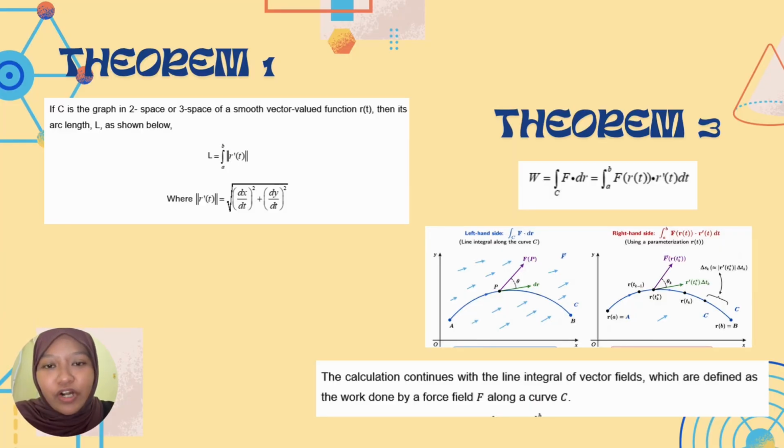Now we move on to theorem 1. If C is the graph in two-space or three-space of a smooth vector-valued function r(t), then its arc length is L equal to the integral from a to b of the magnitude of r'(t). Next, theorem 3, the work done: W equals the integral of F dr, which equals the integral from a to b of F(r(t)) times r'(t), integrated with respect to dt.